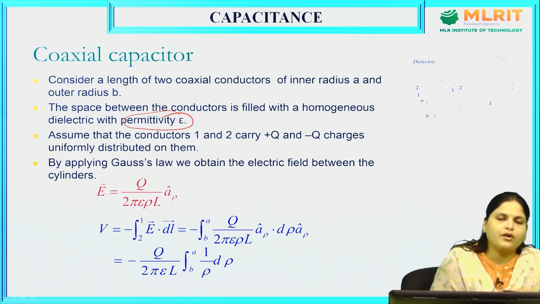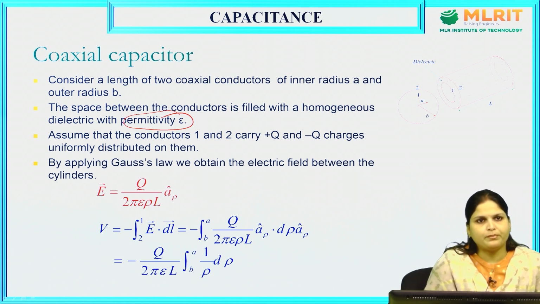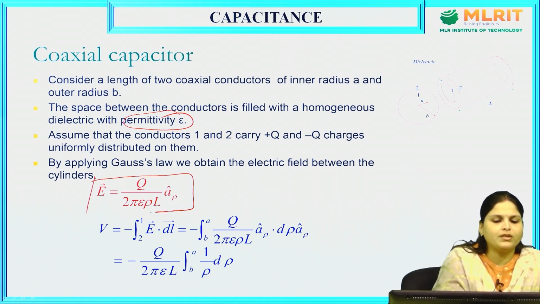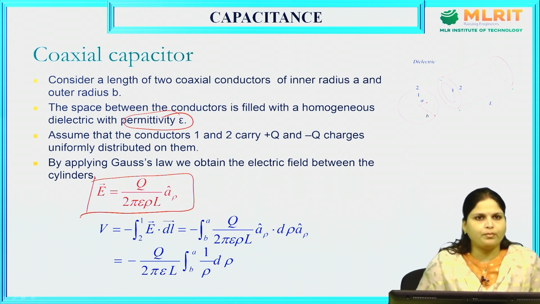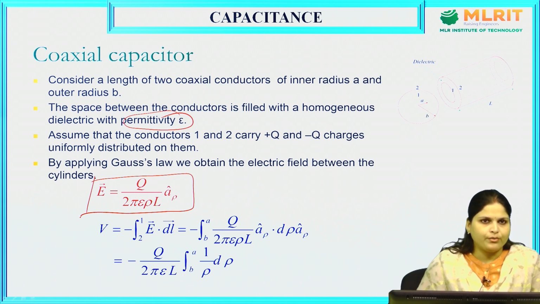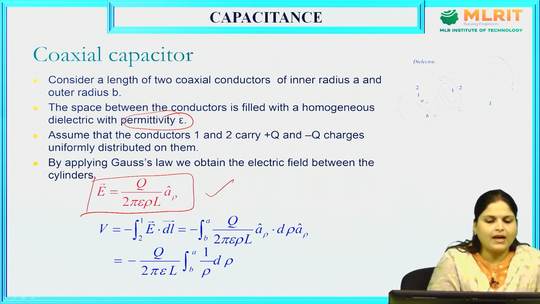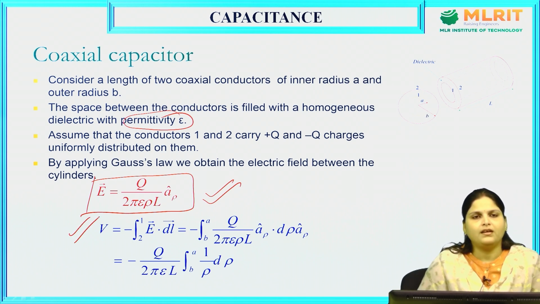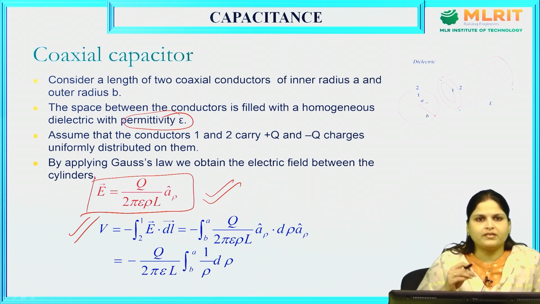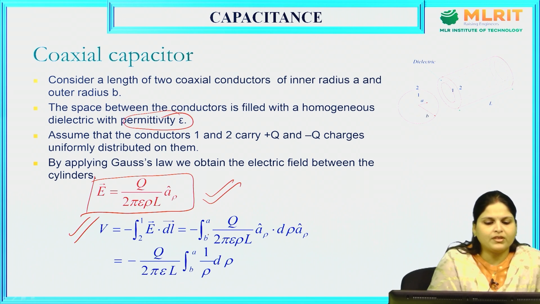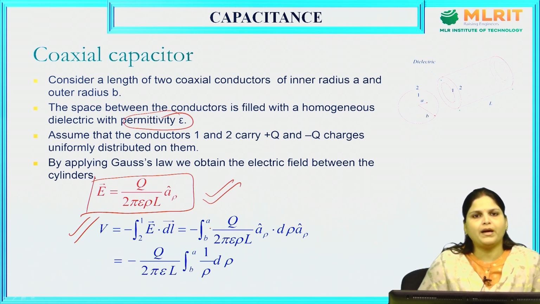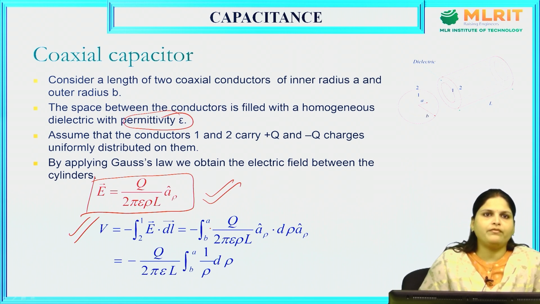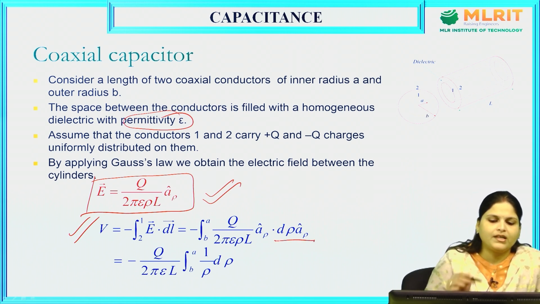Now, when we apply Gauss law, we will obtain the electric field between the cylinders, and the formula for it is E is equals to Q upon 2 pi epsilon rho L A_rho. As we already have the formula for E, we can put it into V. V is equals to minus integration of E dot dl, and because here we are considering radius a and b, we will put the limit b to a, and in place of E we will write Q upon 2 pi epsilon rho L, and in place of dl we will be writing d rho A_rho.